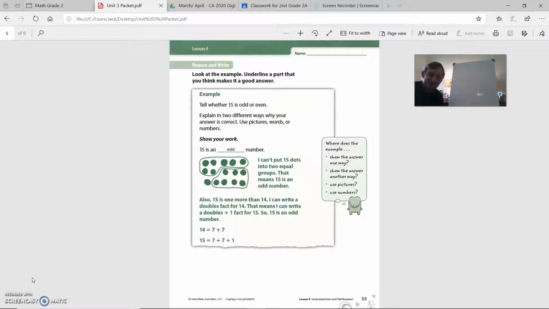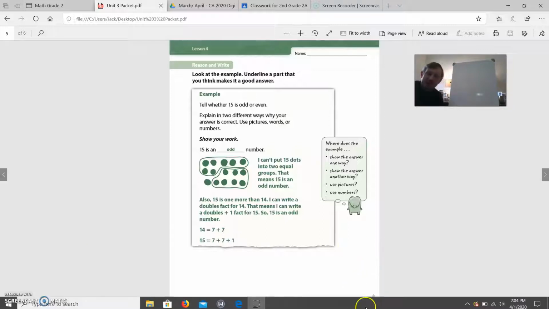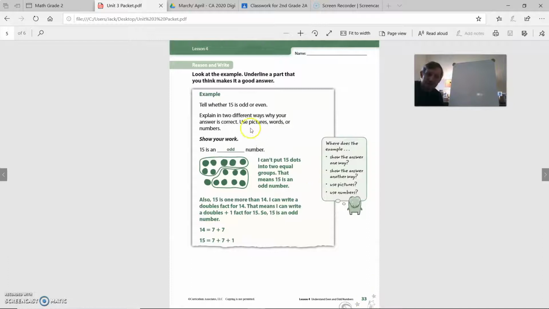Let's begin. You need to be on page 33, and it's lesson 4. Page 33, lesson 4. Please either get your packet out right now or go on to Google Classroom and take a look at the pages so that you can follow along.